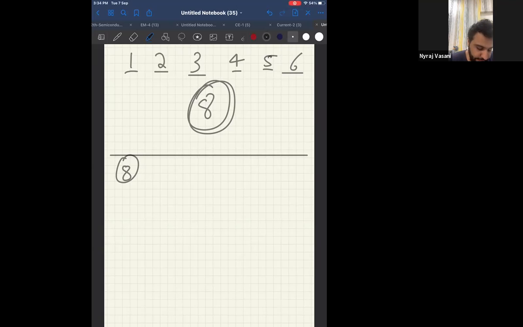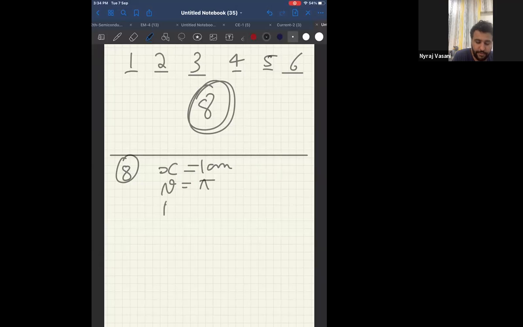A particle in SHM is described by the displacement equation x of t is equal to A cos(omega t plus theta). If the initial position of the particle is 1 centimeter, that means x is equal to 1 centimeter. Now tell me, do I need to convert this into meter? Answer is no, because options are also in centimeter. So I don't need to convert. Continue. And the initial velocity is pi, that means v is equal to pi.